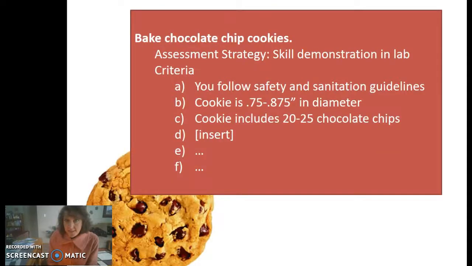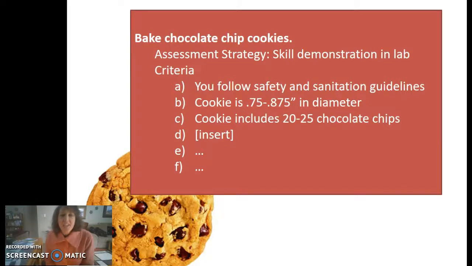Okay, let's take a look at some examples. Here's an example from culinary arts. Perhaps they might have for their baking students a competency like bake chocolate chip cookies. Okay, so notice that the competency starts with a verb. Each one of your competencies must always start with a verb. And then notice how it clearly states the skill, the bake, that is observable and measurable, right?